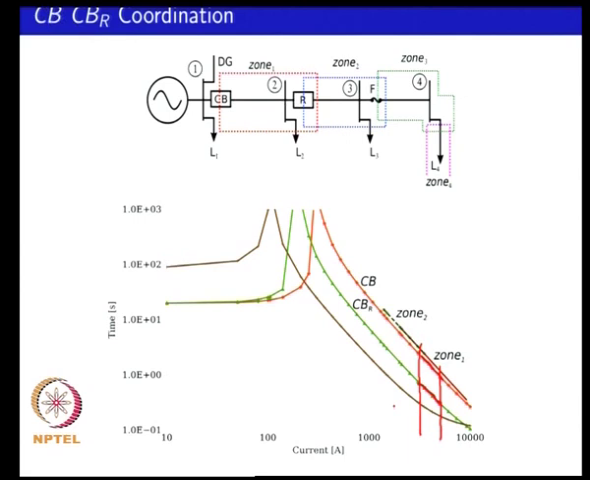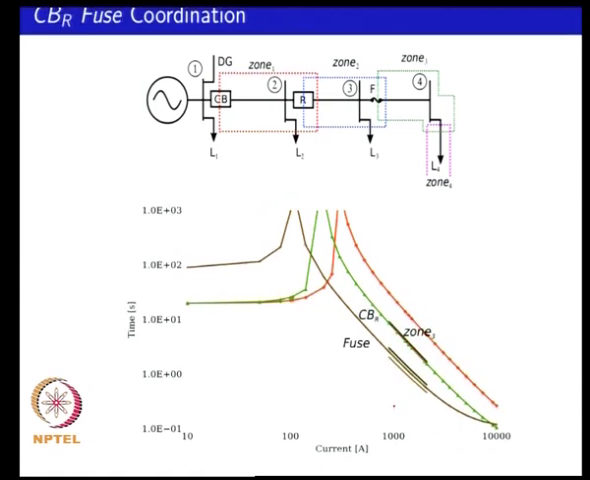So, if you are looking at a fault in zone 3, you are looking at about 1.4 to 2.1.